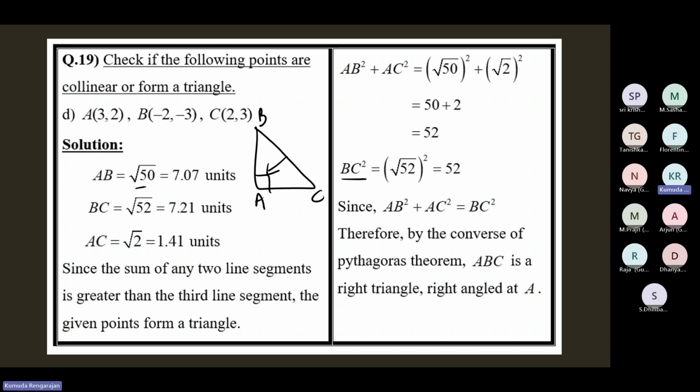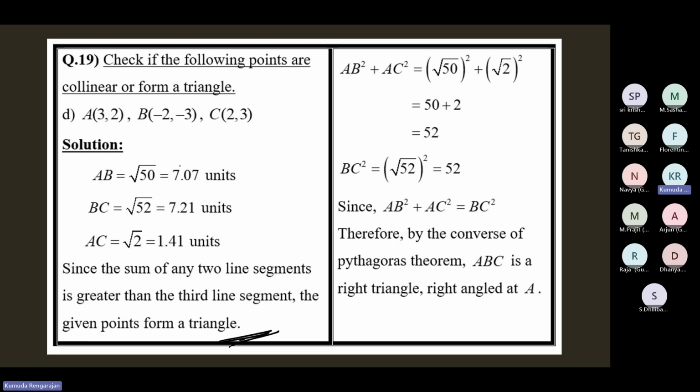So the first thing we need to remember is, if the values cannot be added and shown to be equal to or greater than the third one, you have to find the values approximately, the decimal values. Then you have to check if the sum of any two line segments is always greater than the third one, and that way show that it's a triangle. And once it's a triangle, you have to give it a special name.